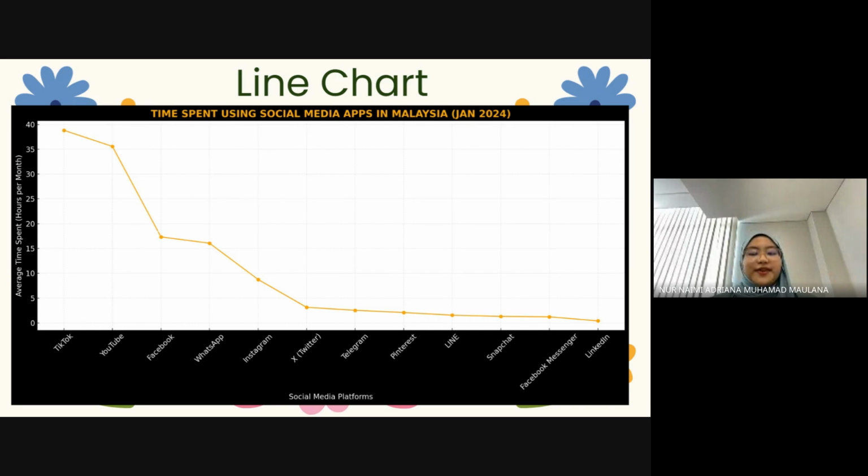Next is Instagram, which is near the bottom of the list with 8 hours and 46 minutes. Other than that, with Twitter, Telegram, Pinterest, Line, Snapchat, Facebook Messenger, and LinkedIn, Malaysians use 5 hours or below monthly. So these platforms play a key role in shaping communication, entertainment, and content consumption habits in Malaysia.